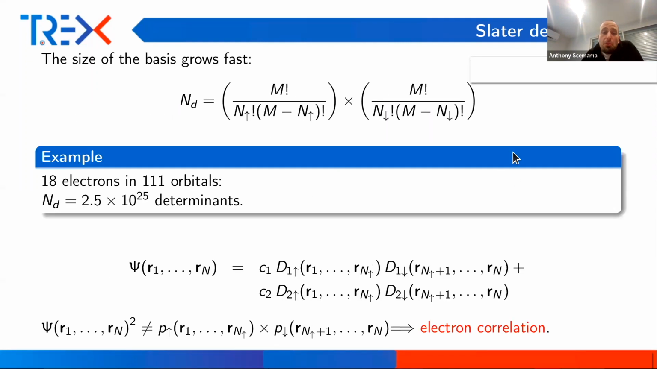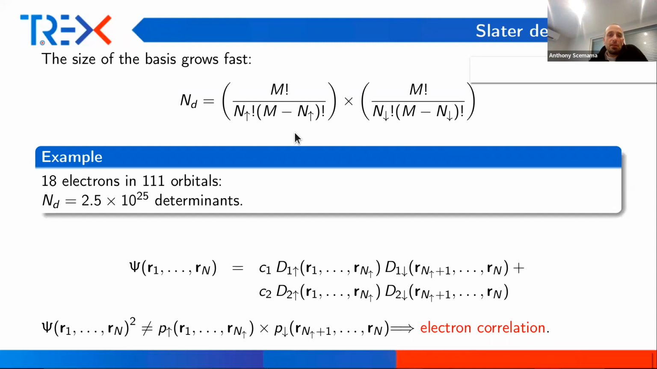And so the problem with this basis is that it grows very fast, because we have seen that the wave function is the product of up-spin and down-spin determinants. So here, to build all the possible determinant products of up and down spin, we need to first be able to build all the possible up determinants and all the possible down determinants, and then we would make the outer product of those two sets.